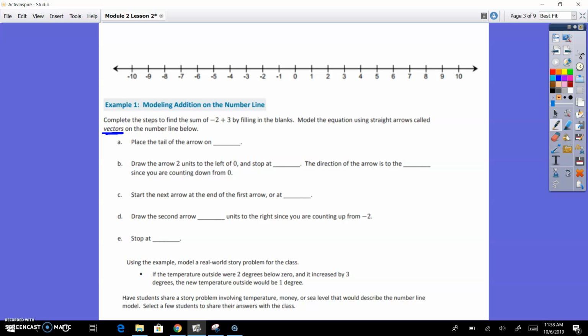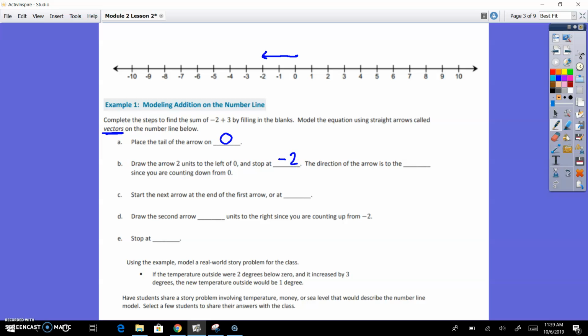Okay, so we have -2 plus 3. So our first direction says to place the tail of the arrow on, and so whenever we start, we always start at 0. So we're going to place the tail of our arrow at 0, and then draw the arrow 2 units to the left of 0, and stop at, and so we're going 2 units left. So we're starting here. We're going 1, 2 units left. Remember we said that it is straight now. Okay, and so we're going to be stopping at -2.